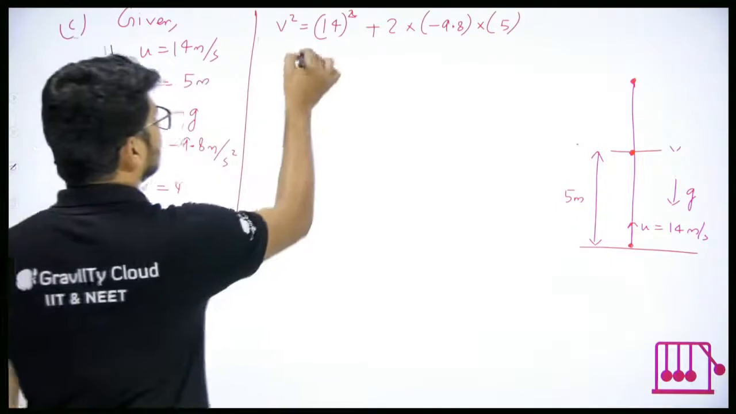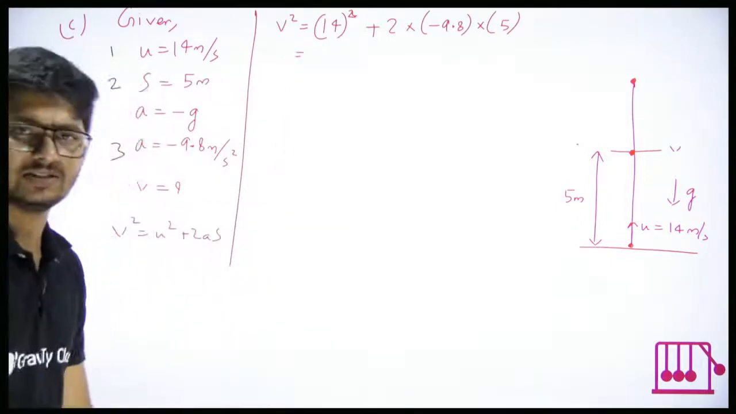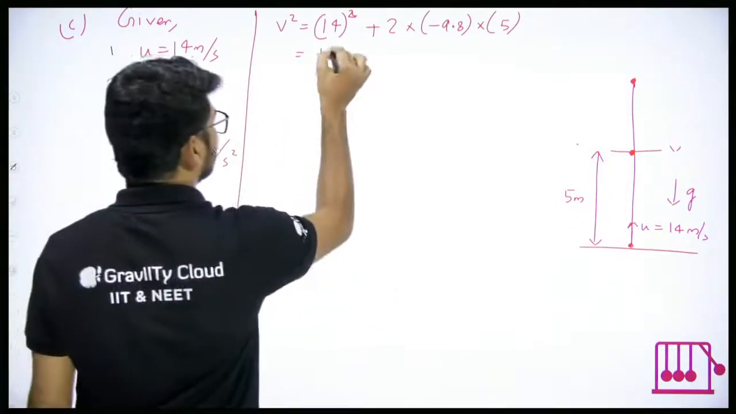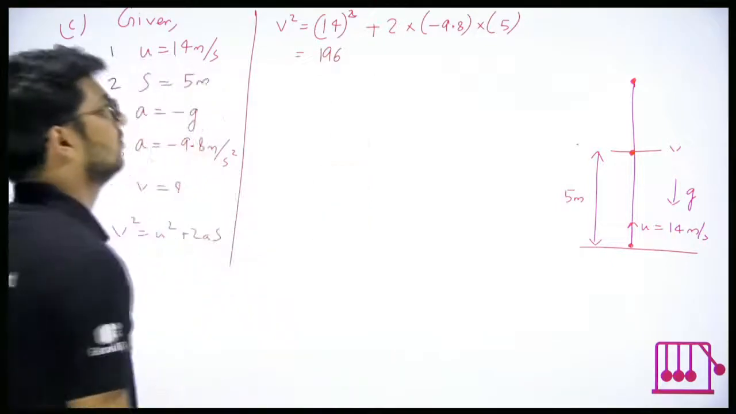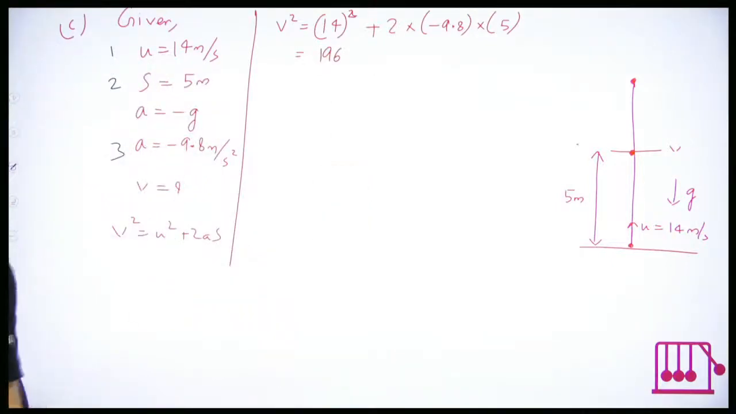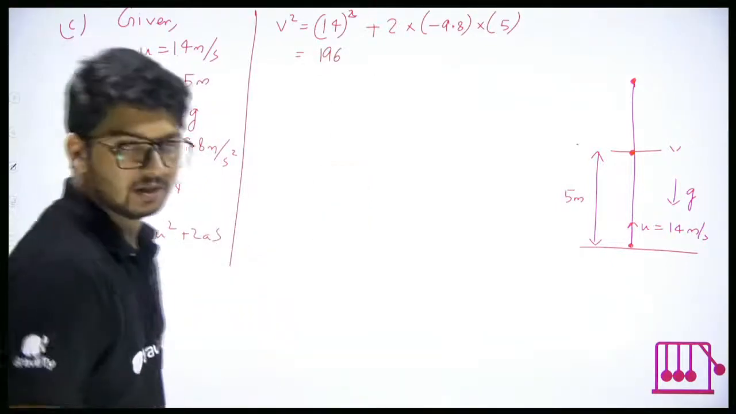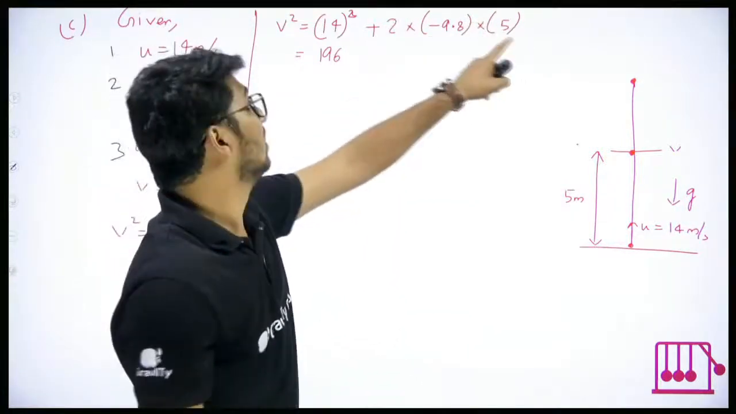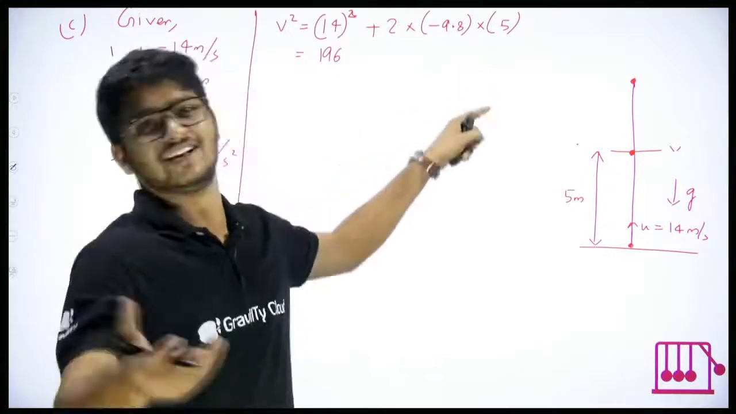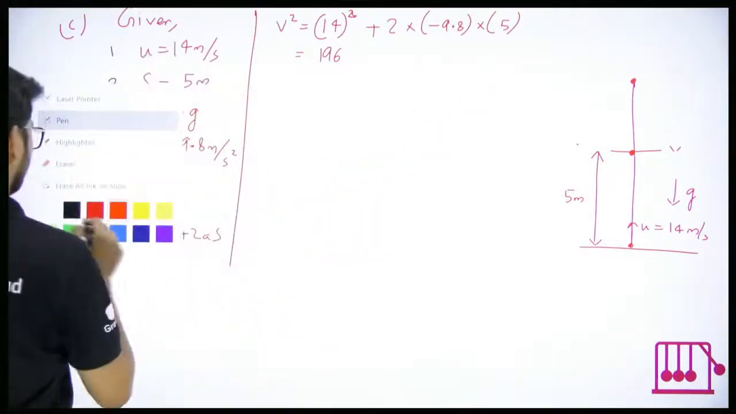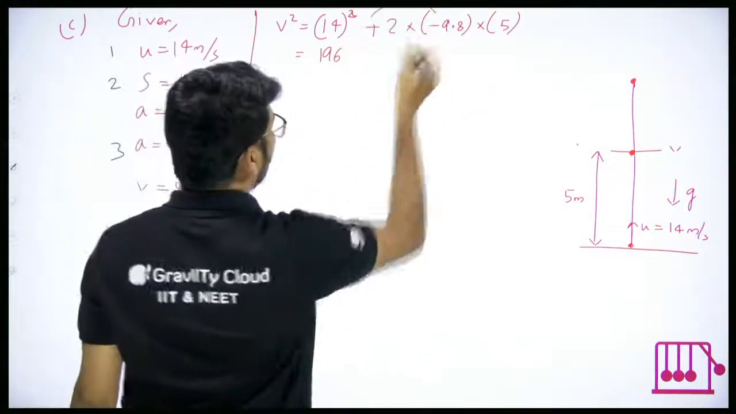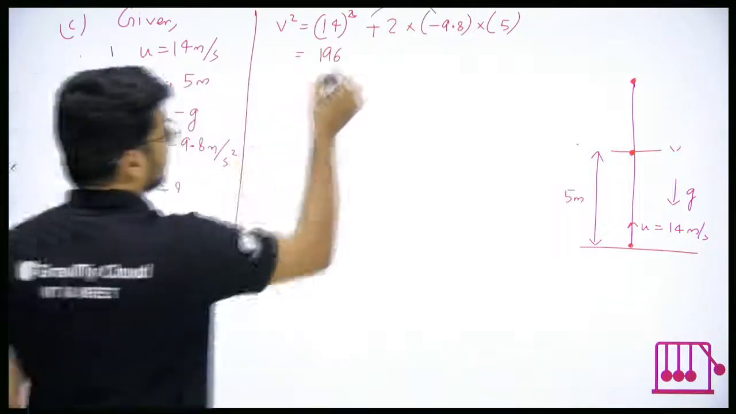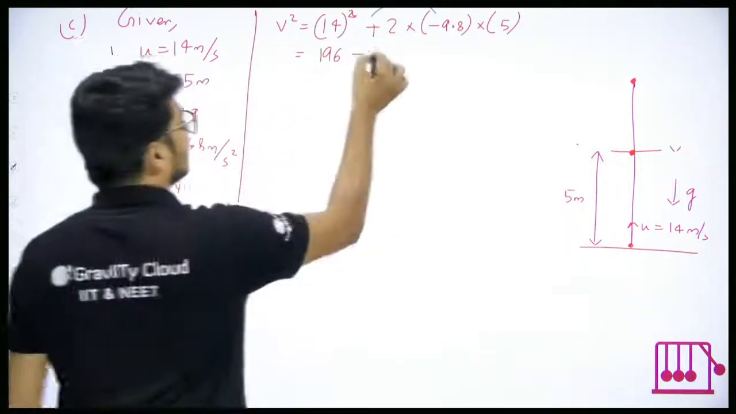Then what is 14 square? 14 into 14. How much is that? 196. Yes or no? Let's verify. 14, 4 fours are 16, 1 carry. 4 ones are 4, 4 twos are 8, 8 plus 1, 9, and 196. Correct. Then 2 into 5 is 10. 10 into 9.8 is 98. Then you have 2 into minus, becomes minus 98.